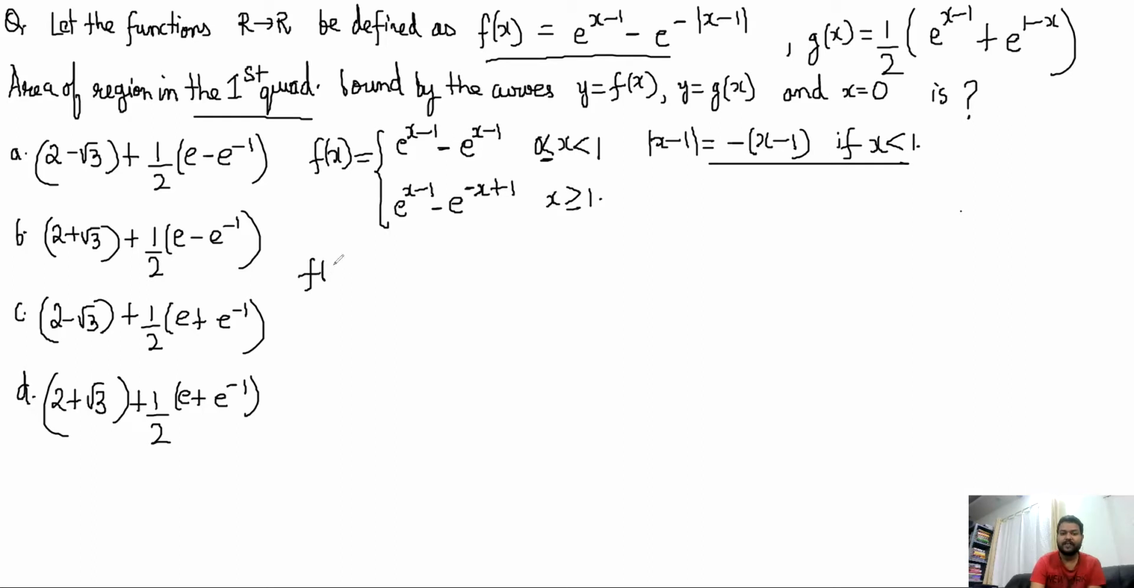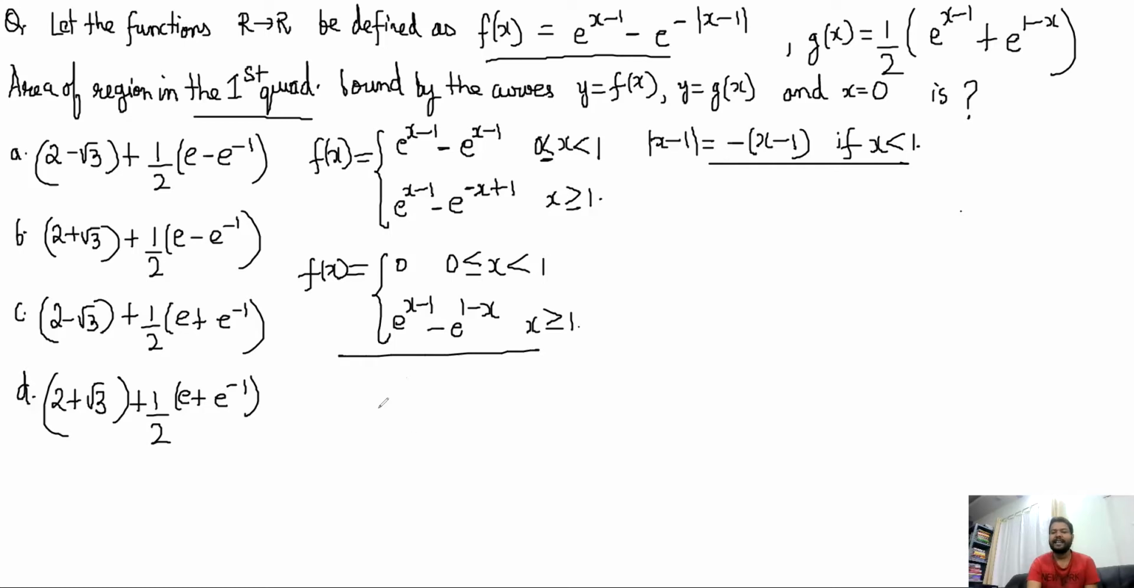So the function f(x) is simplified as 0 if 0 is less than or equal to x is less than 1, and as e^(x-1) - e^(1-x) if x is greater than or equal to 1. So this is a fairly easy graph to plot. This graph will be 0 till 1, and after that it will rise up like this, right? So this is your f(x) graph, and this is x = 1.